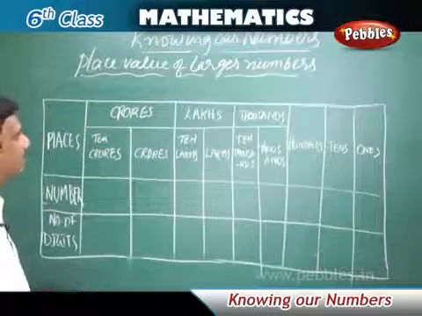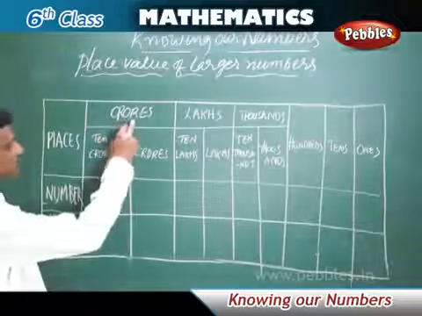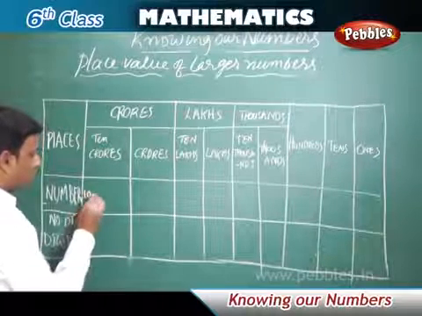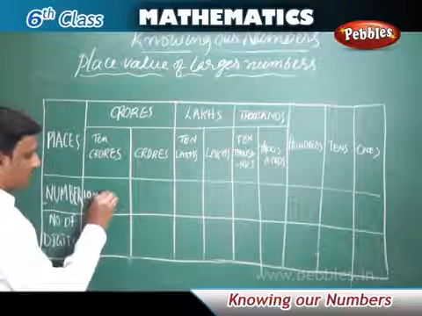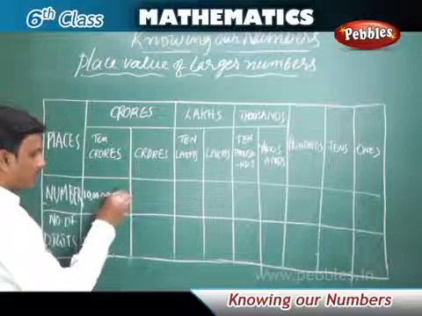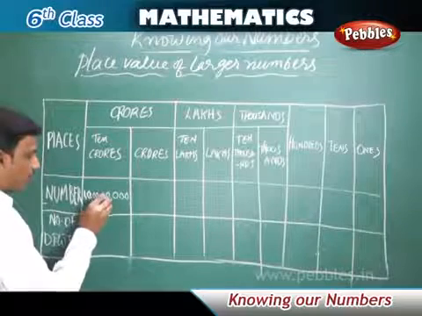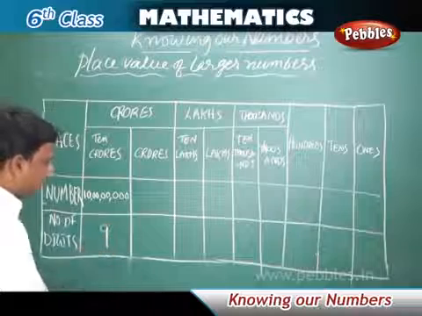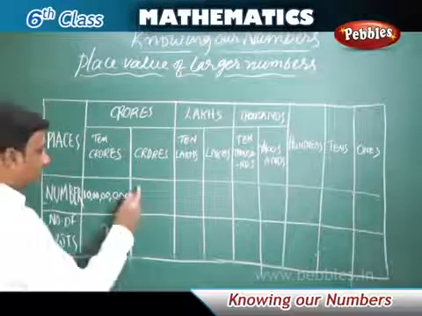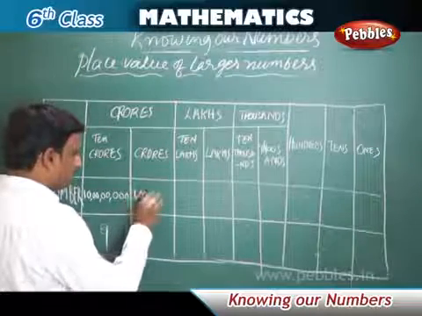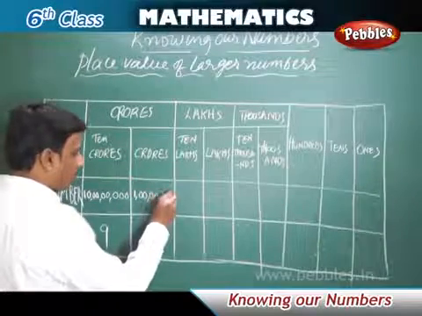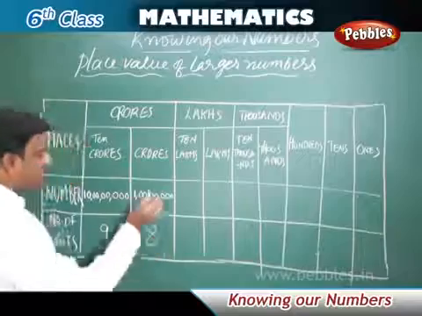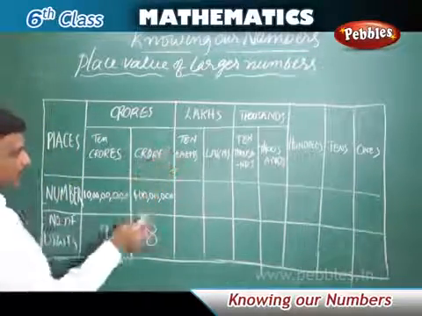Now let us see the place values of larger numbers. Crores, 10 crores and crores. Now let us see the number 10 crores. 1, 0, 0, 0, 0, 0, 0, 0, 0. So how many zeros are there? 1, 2, 3, 4, 5, 6, 7, 8 zeros and 1. So the total number of digits is 9 in 10 crores. If you see 1 crore, 1, 0, 0, 0, 0, 0, 0, 0. So 7 zeros plus 1. Number of digits is 8 for crore. 1 crore means 8 digits.